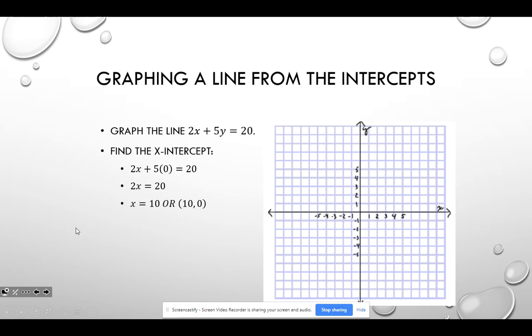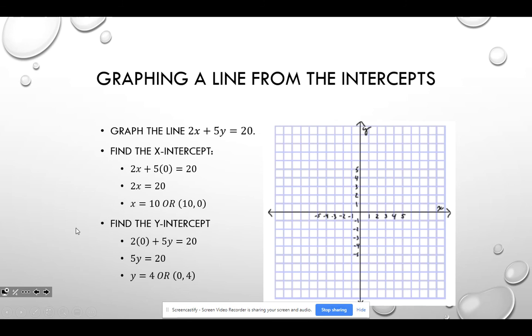So first I'll find the x-intercept by plugging 0 in for y and solving for x. In solving for x, we get x equal to 10, so my x-intercept is 10, 0. My y-intercept, I'll plug 0 in for x and solve for y, and I get y equal to 4. So my y-intercept is 0, 4.